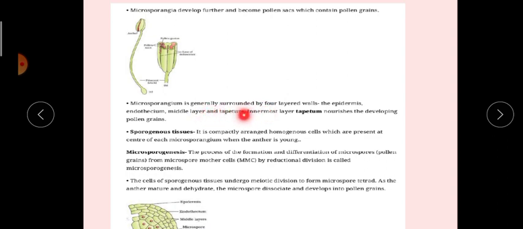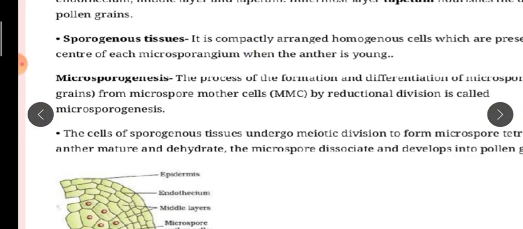They are generally surrounded by 4 layered walls. Okay, and 4 layered walls is there. First layer is your epidermis, second layer is your endothecium, third layer is your middle layer, and last layer is your tapetum. Understood? You will see 4 layers. If you see in this diagram, it will be clear.